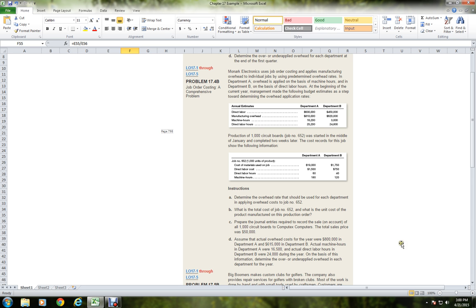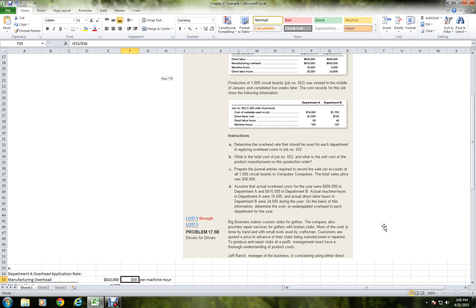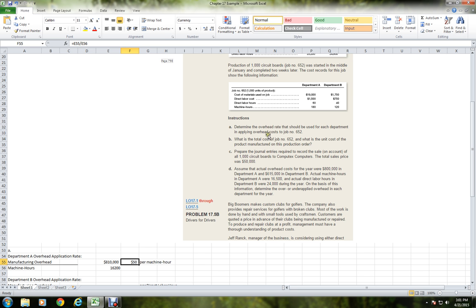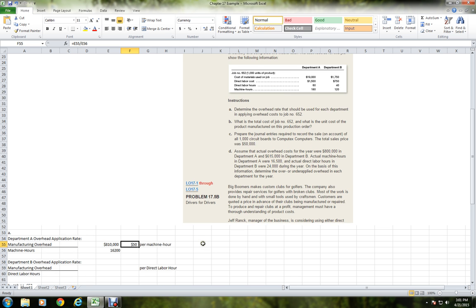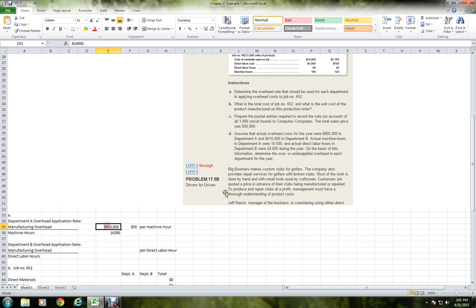And we are looking at a particular job number 652, which was composed of producing 1,000 circuit boards. So we'll have costs for each of those departments. And now it looks like we have enough information to get started. So let's do that. So first we need to determine the overhead rate that should be used for both Department A and B in applying overhead costs to job number 652.